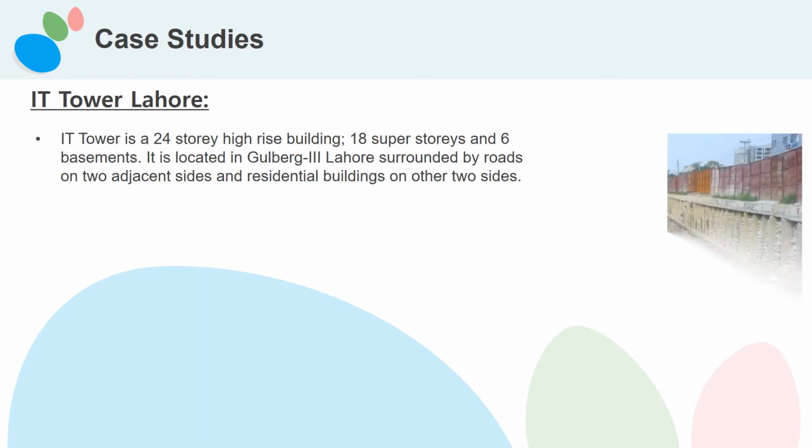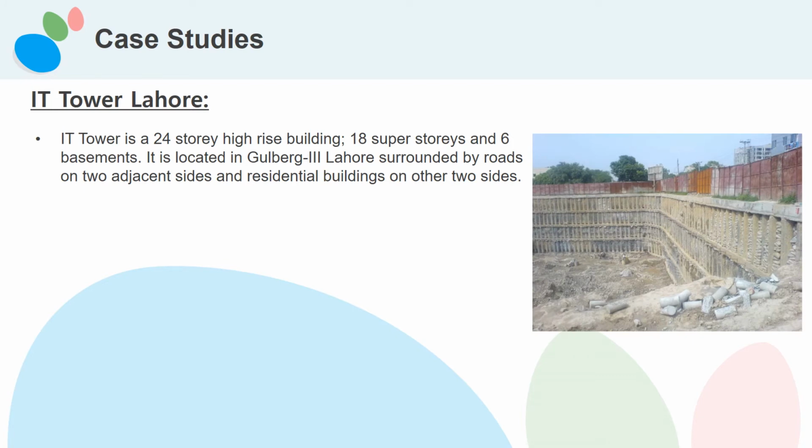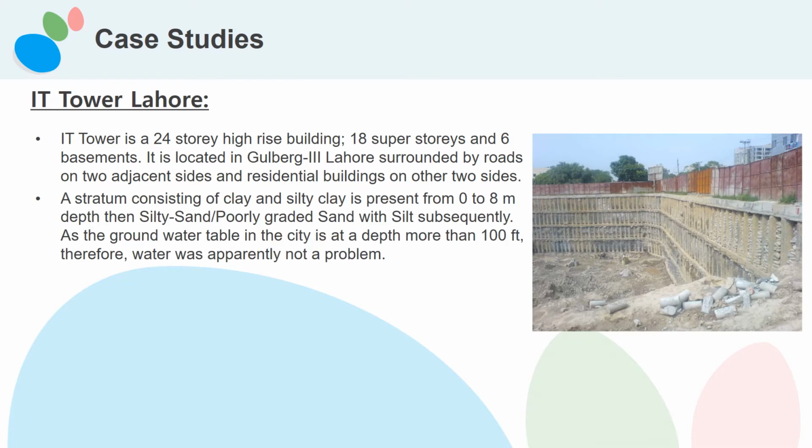Case Study 1: IT Tower, Lahore. Situation: IT Tower is a 24-story high-rise building, having 18 superstories and 6 basements. It is located in Gulberg 3, Lahore, surrounded by roads on 2 adjacent sides and residential buildings on the other 2 sides. A stratum consisting of clay and silty clay is present from 0 to 8 meters depth, followed by silty sand/poorly graded sand with silt.